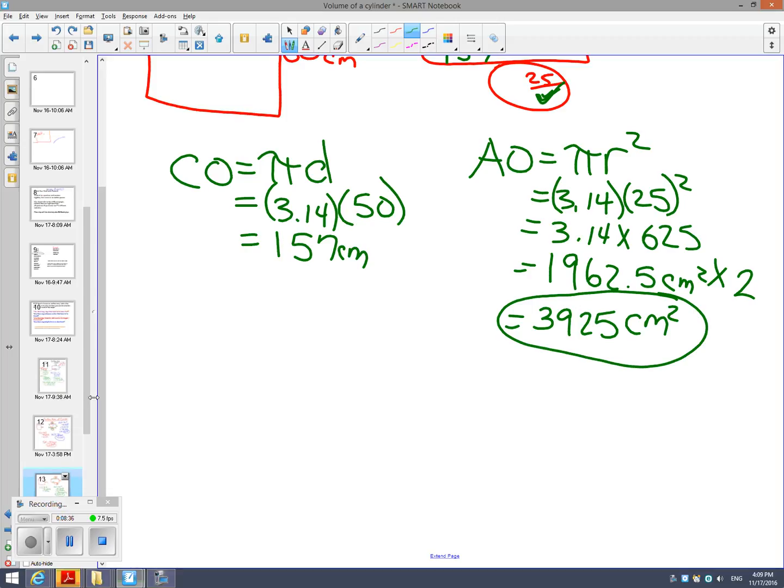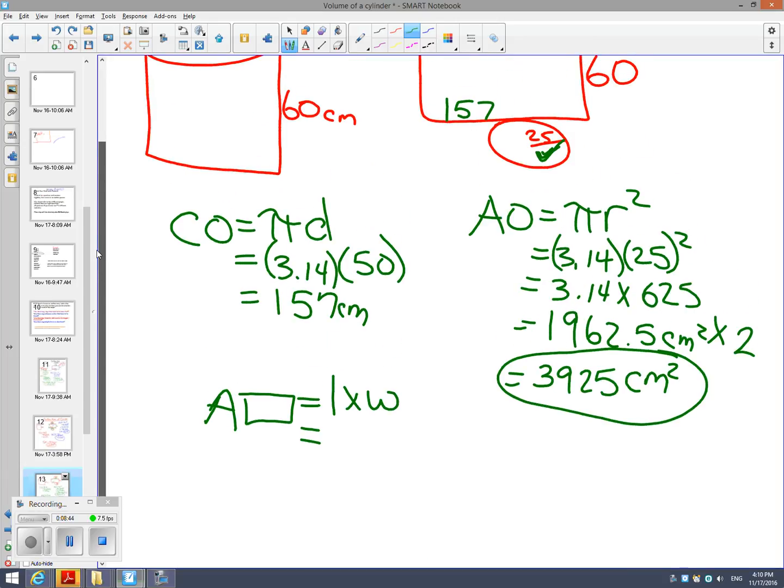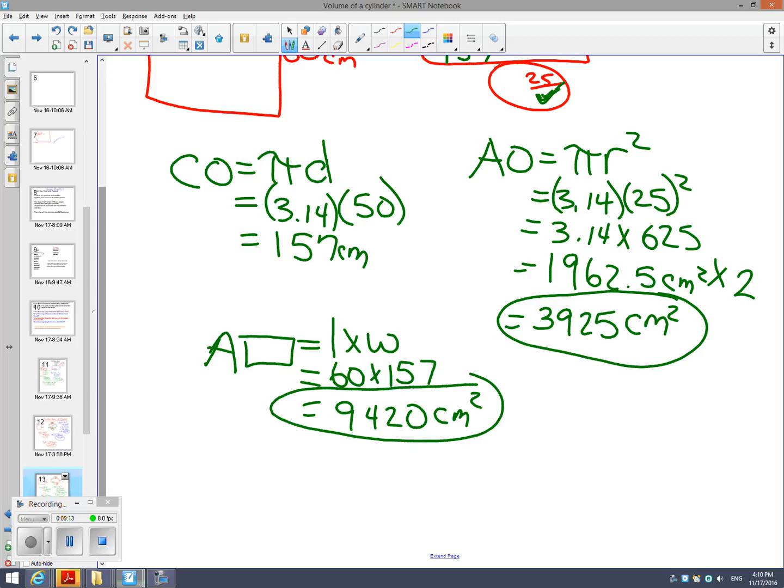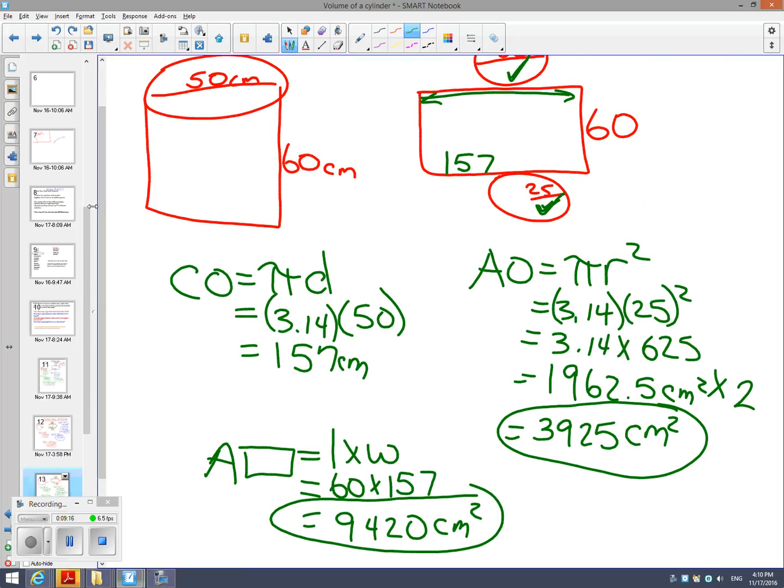As always, start with our formula. Area of a rectangle equals length times width. We fill in the parts that we know from our diagram, and it's 60 and 157. All right, plug those numbers into our calculator. Of course, that one was way wrong. 60 times 157 equals 9,420. Those are centimeters squared. And if we go back to our diagram, I wish I could have it all in one spot. We have now completed this one.